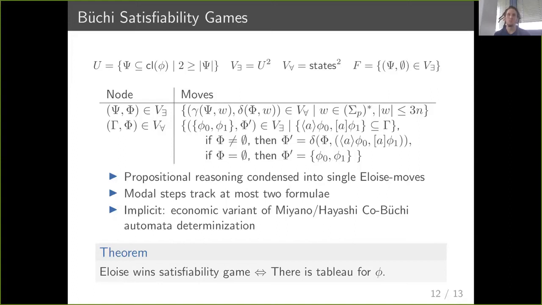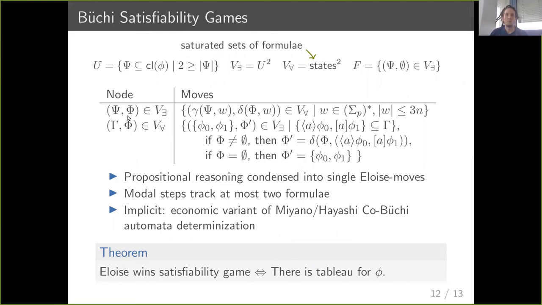So that's for the least fixed point part. And then it's Eloise's goal to reach an empty focus, so a node with empty set as second component, infinitely often. The Abelard nodes then are states, which means saturated sets of formulae. And again, we have two components here, a saturated set of formulae for the tableau component and also for the focus component. And crucially, there are polynomially many Eloise nodes here, but exponentially many Abelard nodes.